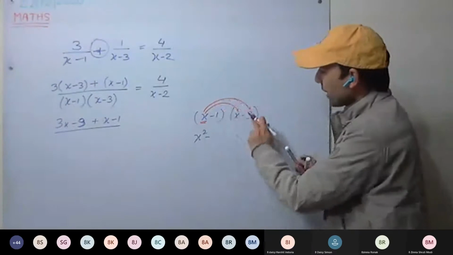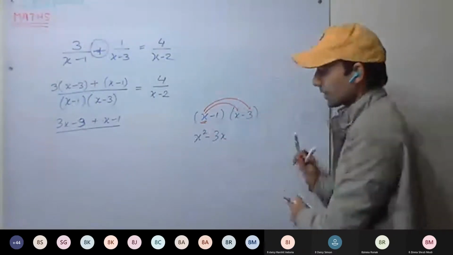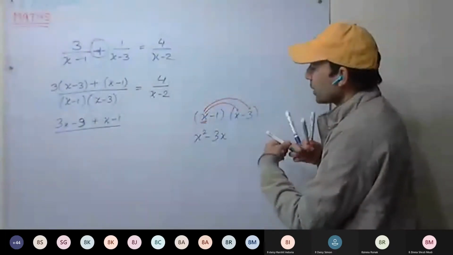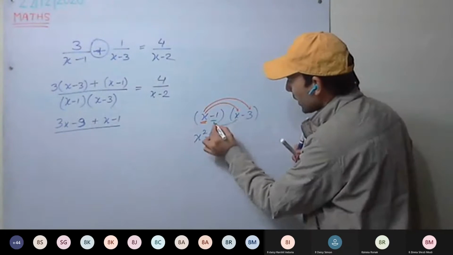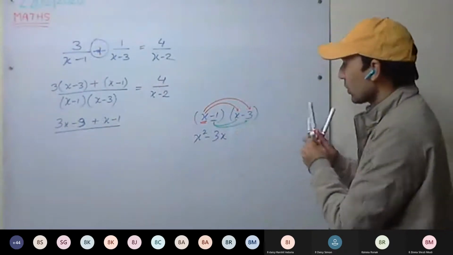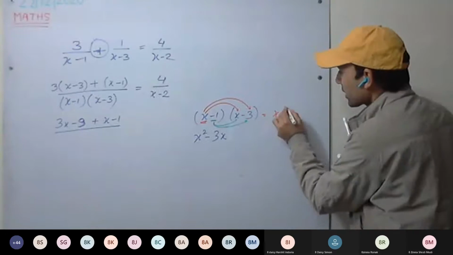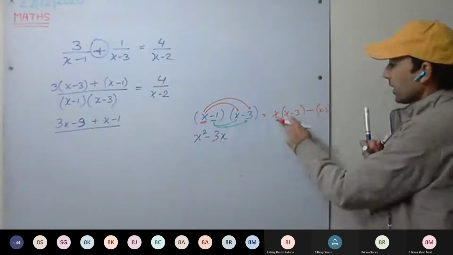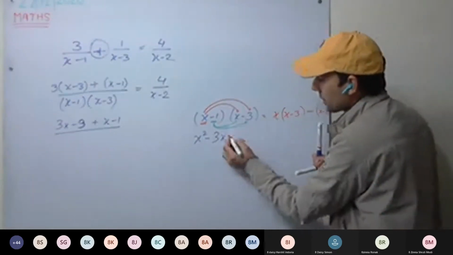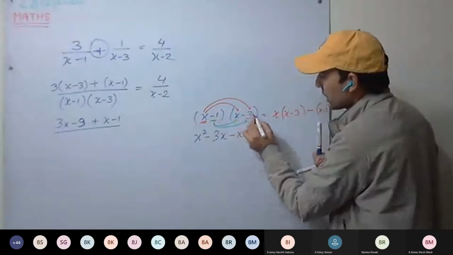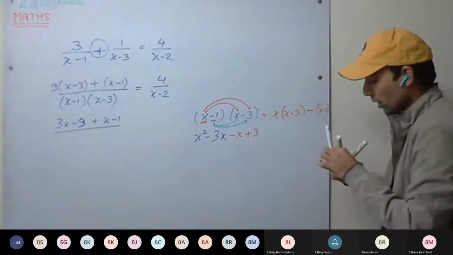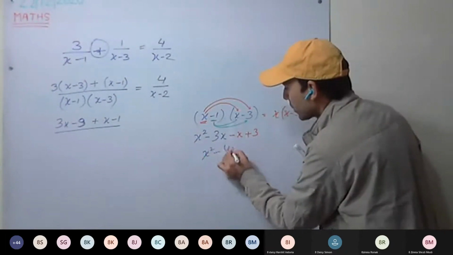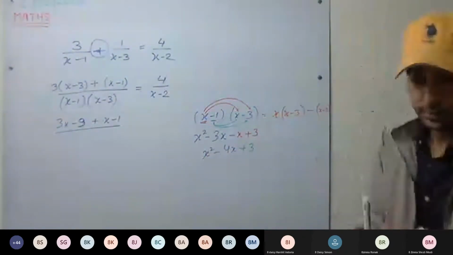So x square minus 3x. This is fine. Now with minus 1, we multiply x minus 3. Understood this one? Or should I write one more step? x into x minus 3, this minus sign, minus x minus 3. Now multiply that: minus 1 into x, minus x; minus 1 into minus 3, plus 3. So how much are we getting? x square minus 4x plus 3. Is it correct?